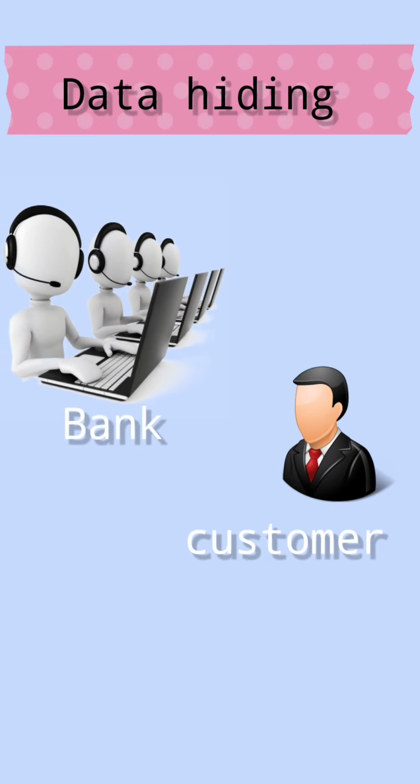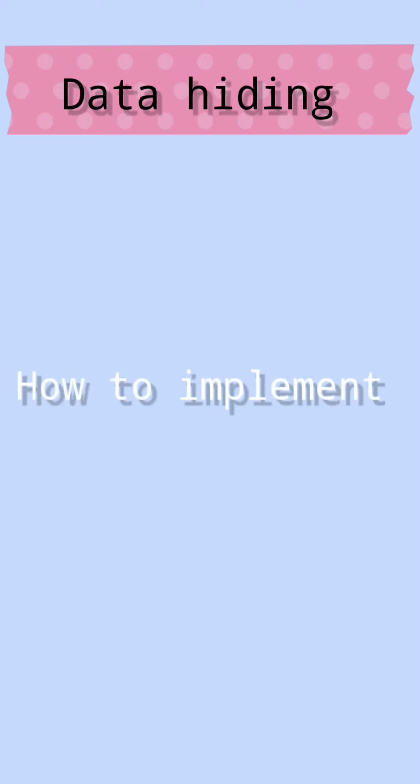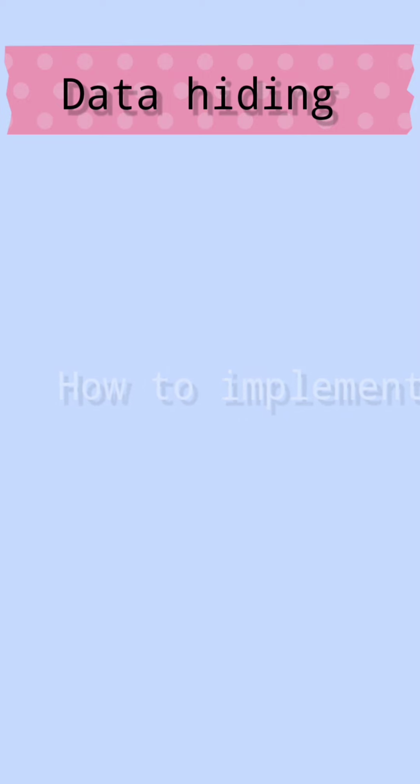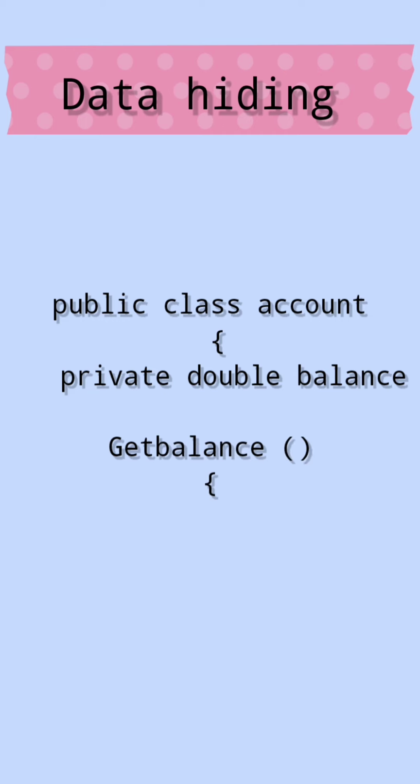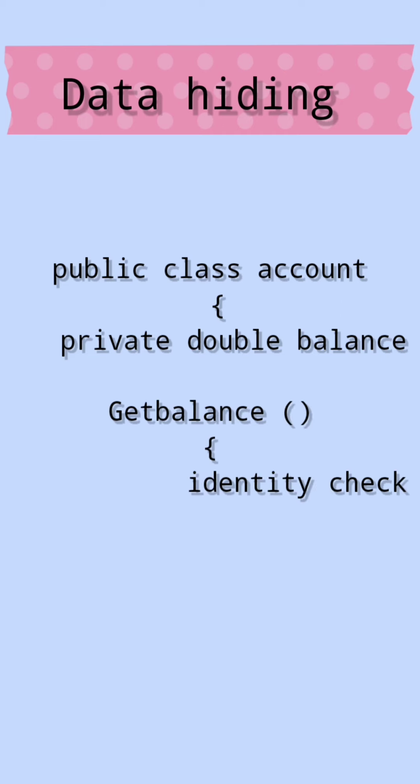Then only it will disclose the account balance. Now the question arises: how do we implement this in our programming? For this, let us create a class with the name Account, which contains two members: one data member with the name balance and one member function with the name getBalance.